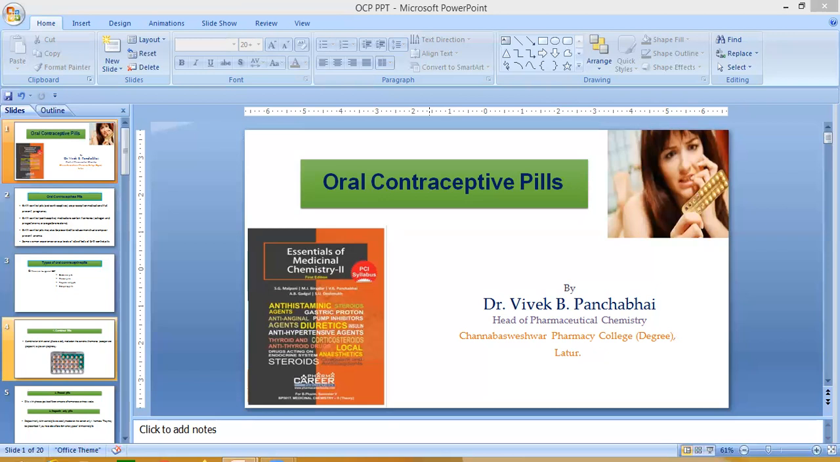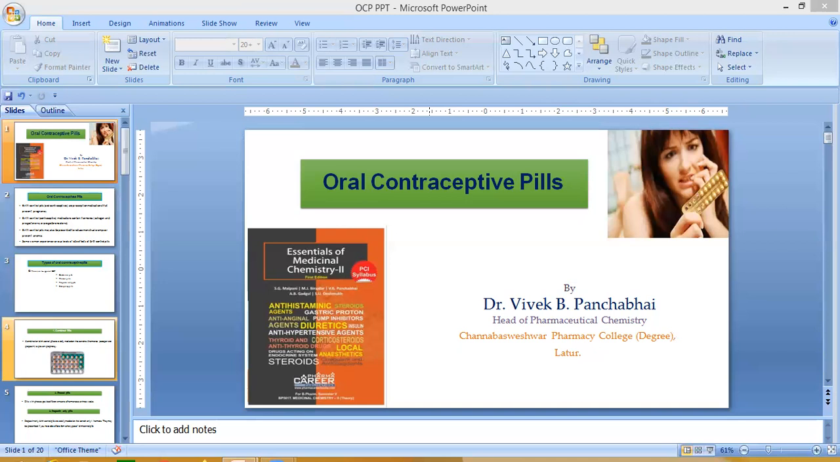For 21 days, there is one medication, and for 7 days, another hormone, that is combined pills. A total of 28 days of medication is taken continuously for prevention of pregnancy. These are combined pills.